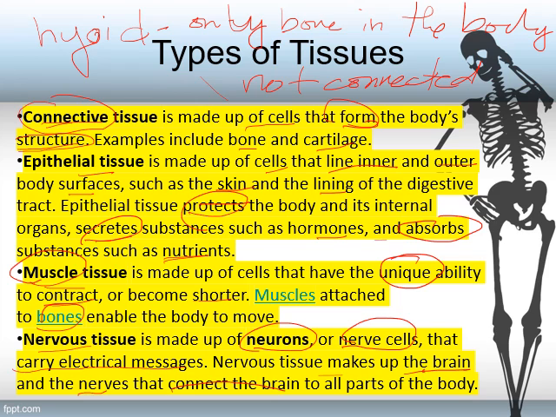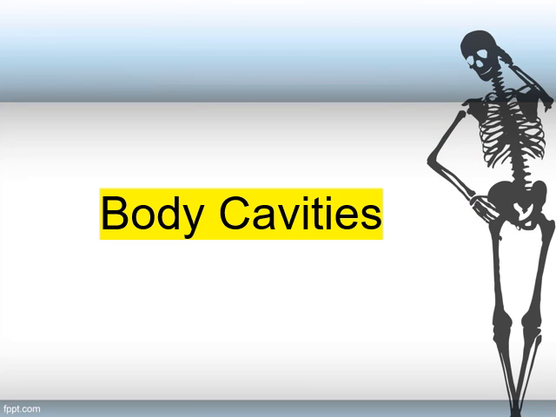Okay? So next we'll proceed to the next topic, which is the body cavities. When we say cavities, para siyang hollow structure. Just like, for example, we have the thoracic cavity. The thoracic cavity is a hollow structure that houses the lungs and other thoracic components. So we will discuss the components of the body cavities.